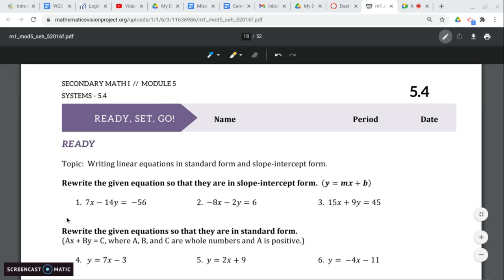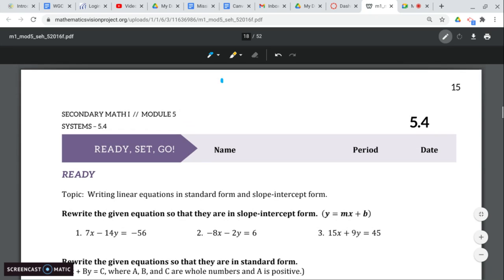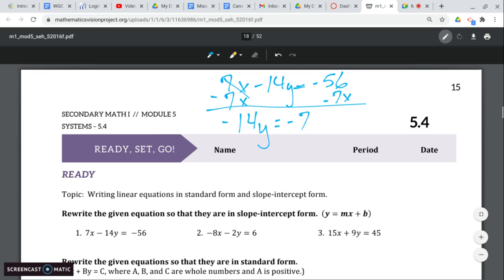So for number one, our goal is to get it to y equals. Right now we have 7x minus 14y equals negative 56. First thing we need to do, I'm going to move this up a bit so I can write above, is take our 7x and subtract it from both sides. So now we have negative 14y equals negative 7x minus 56.